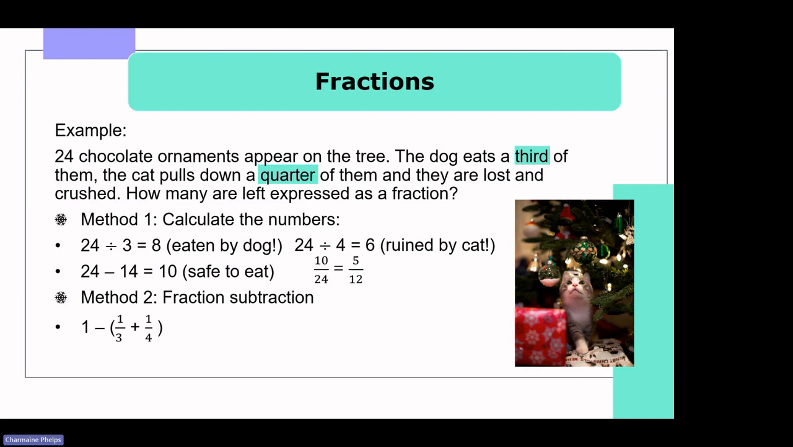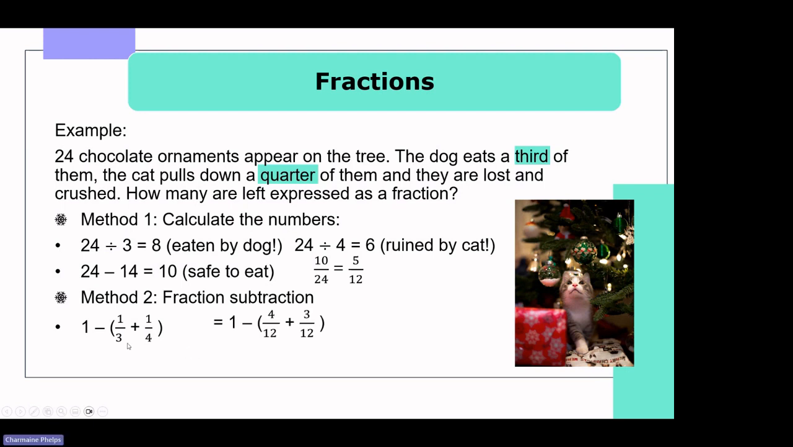Although our 1 is 24, because it's split up into bits because there's 24 of them, that is our whole, okay? So we've got 1, take away a third, and we're also taking away a quarter. So we can do a third plus a quarter. 1 take away a third plus a quarter.